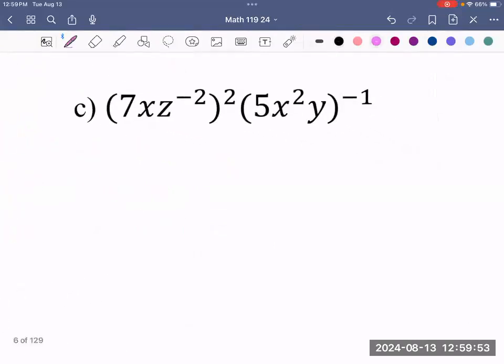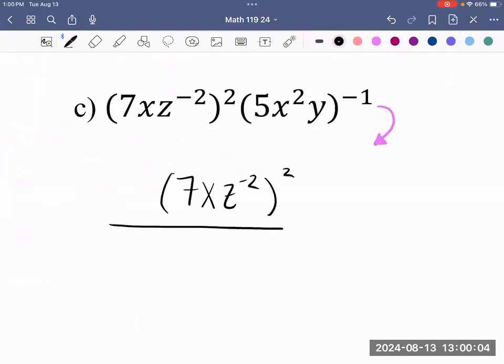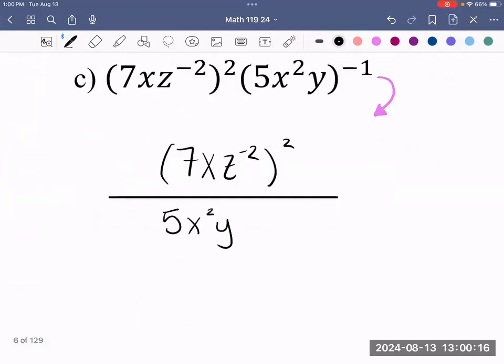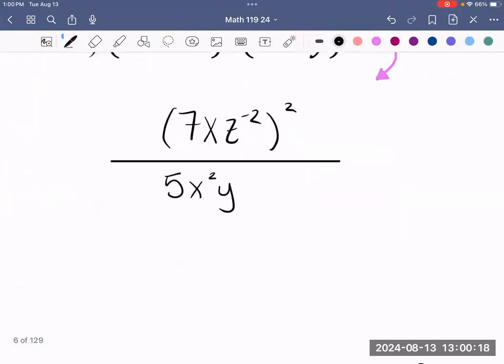All right, this is the only one that's negative, so this is the only position that gets moved into the denominator. Yes, I am very aware that our z in that first term has a negative 2 in it. We're not going to move it quite yet. 5x squared y. And then we can go ahead and distribute throughout.